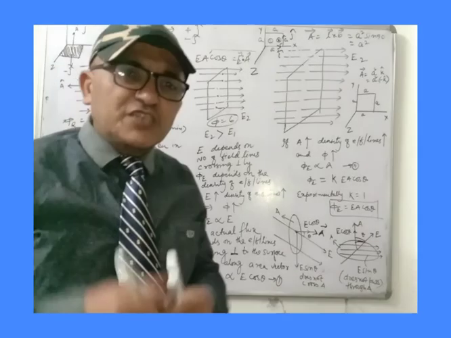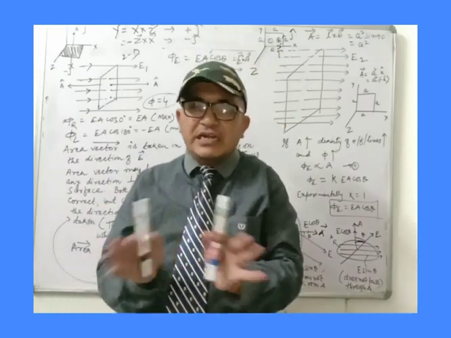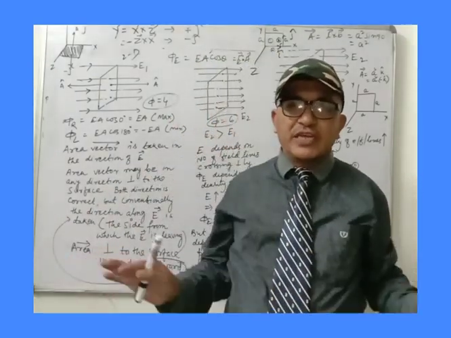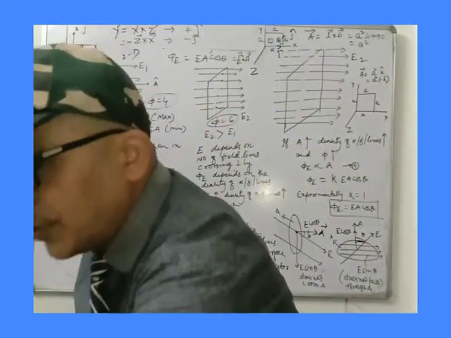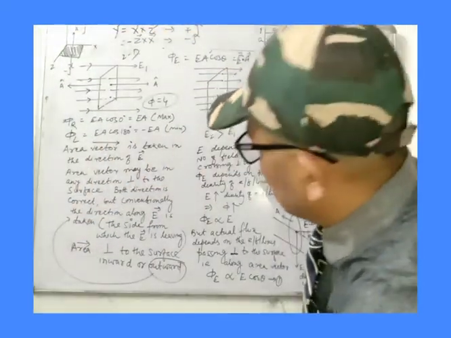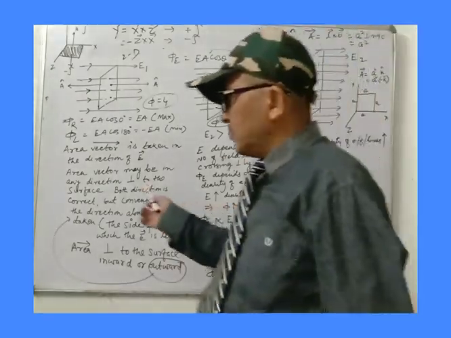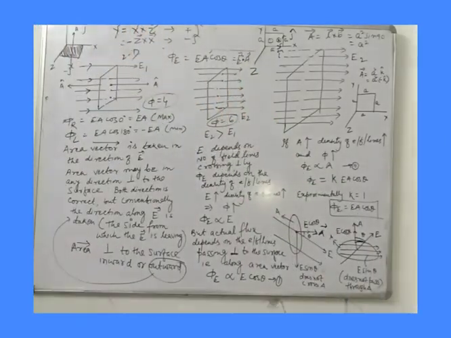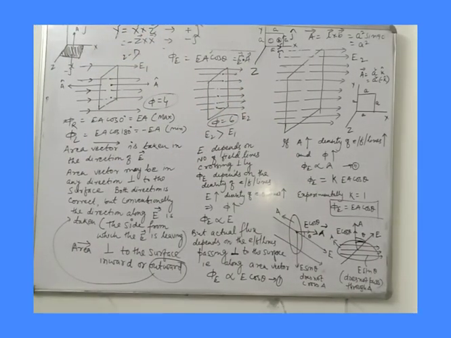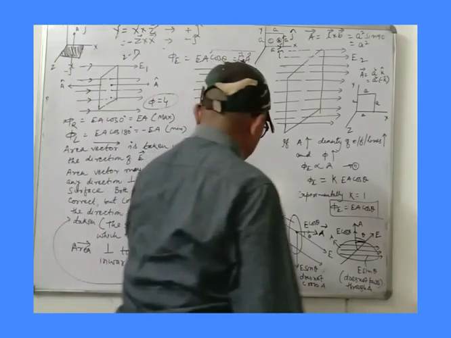You have to be very perfect regarding area vector. There should be no confusion at all. Okay, good. So please note down. I will erase afterwards. Then we will go to numericals. Done? Okay. Very good.